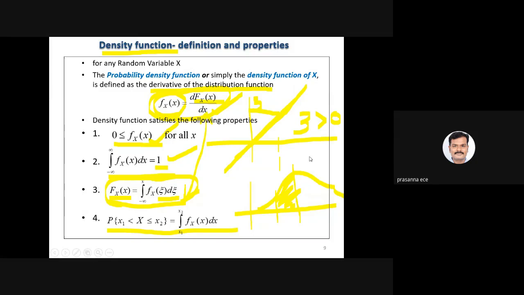Okay, so this is how we define the density function, and these are the properties of the density function. Till now we have defined two functions: one is the distribution function and the other is the density function. Both these functions are very useful mathematical tools for solving practical probability problems in a very efficient manner. So that is why we introduced two different functions.